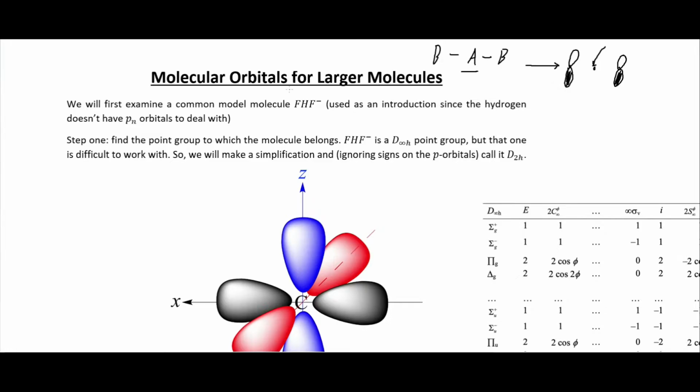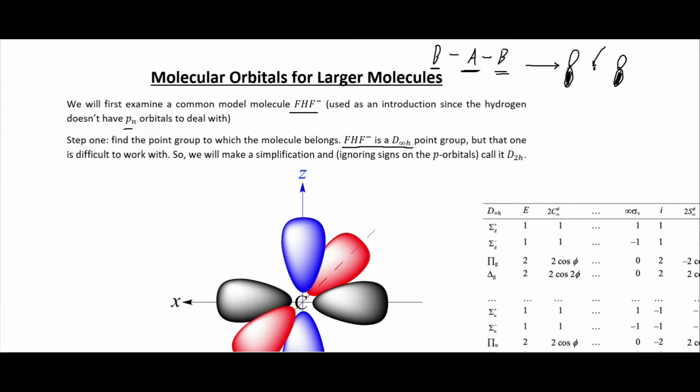So we'll first examine a common model molecule, which is FHF-. This is used as an introduction because the hydrogen doesn't have these p orbitals, and so it doesn't add this extra layer of looking for pi bonds. We will get to that in the next example in this video, which will be carbon dioxide, which has a carbon for the A atom and then oxygens for the B atoms. But for this first one, we'll be looking at hydrogen for the A atom and then fluorines for the B atoms. So the first step is to find the group to which our molecule belongs.